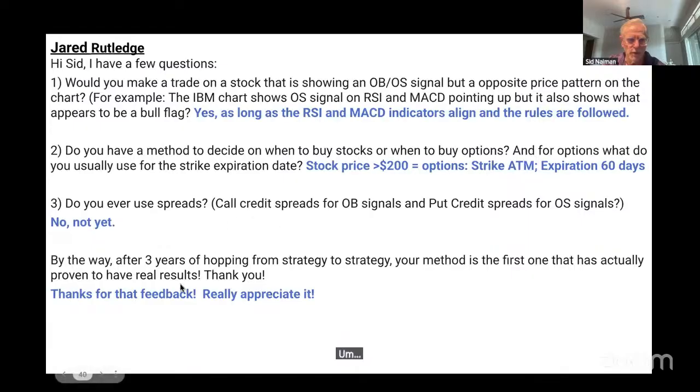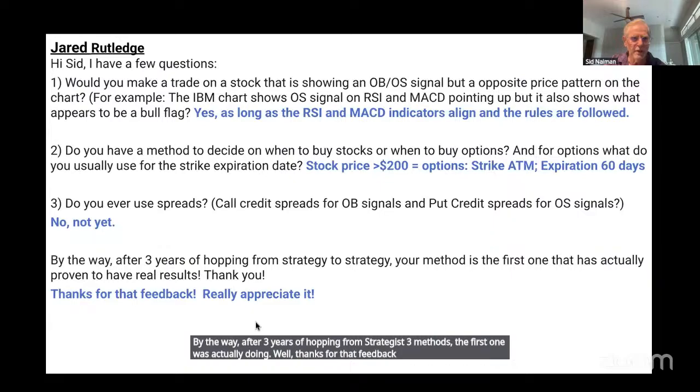By the way, after 3 years of hopping from strategy to strategy, your methods, the first one is actually proven. Well, thanks for that feedback. Really appreciate it, Jared. Okay.